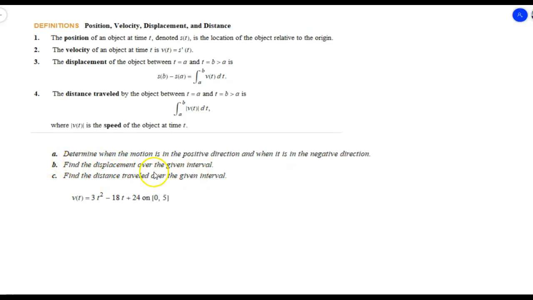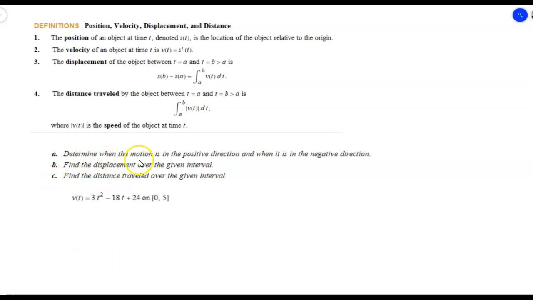The second, we're going to find the displacement over the given interval. So like we said, that's going to be the difference between the starting point and the ending point. And then lastly, we're going to find the total distance traveled over that given interval. That's going to be how far it took to get there. All right, so let's go ahead and look over this.